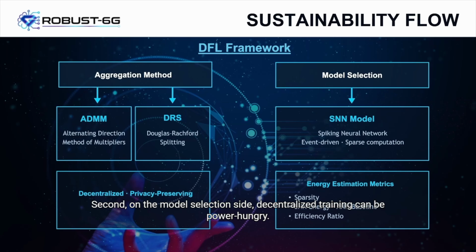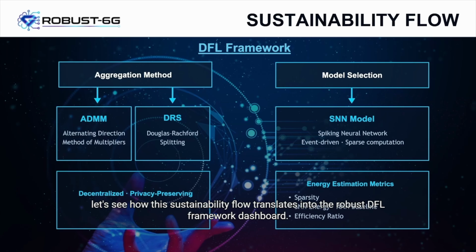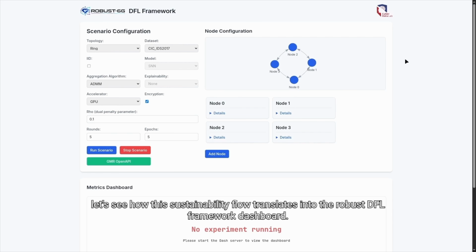Second, on the model selection side, decentralized training can be power-hungry. To solve this, we leverage spiking neural networks, because spiking neural networks are event-driven and sparse. They only consume power when neurons fire, drastically reducing the energy footprint. Finally, we back this up with data. The framework continuously logs energy estimation metrics, tracking network sparsity and measuring actual energy consumption in picojoules. Now, let's see how this sustainability flow translates into the robust DFL framework dashboard.